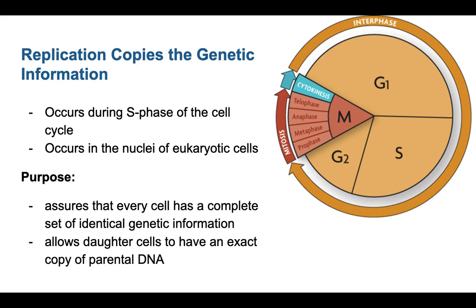Why does replication happen? What's the point of making copies of the DNA? This will assure that every cell has identical DNA, identical genetic information. So every daughter cell that is produced is going to have identical genetic information to the cell that made it, okay? And this also allows the daughter cells that are produced to have identical copies of the DNA that was present in the parental cells. Again, this maintains continuity.